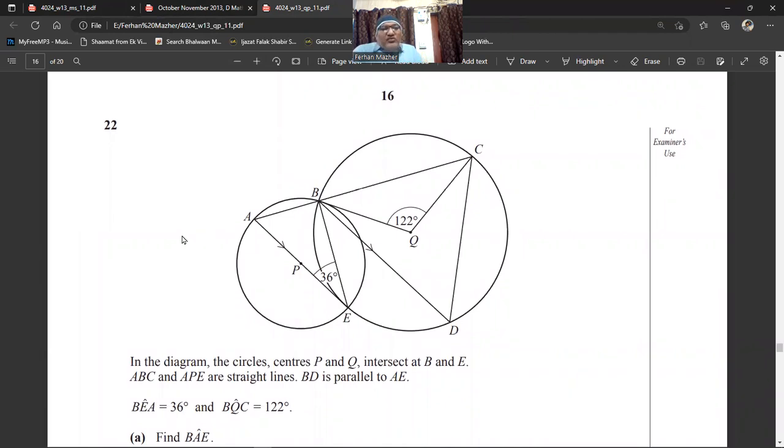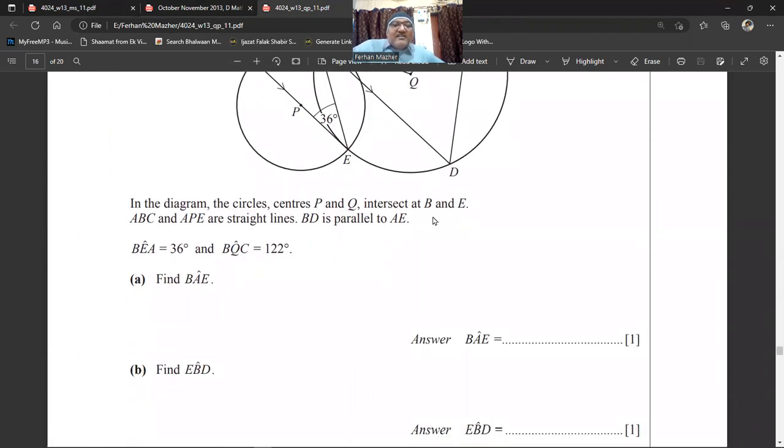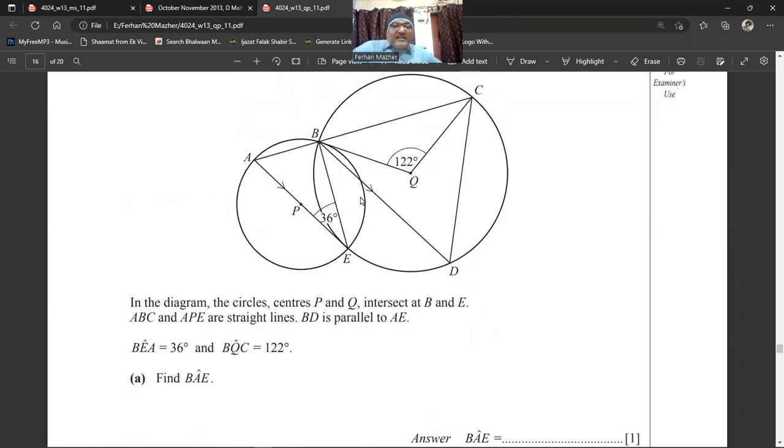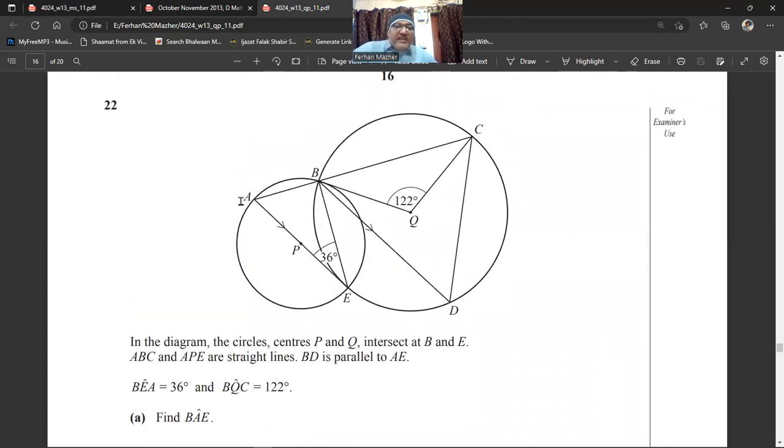Question number 22. In the diagram, the circles with centers P and Q intersect at B and E. P is the center of this smaller circle, Q is the center of this larger circle. ABC is a straight line, and APE is also straight. This is the diameter, this is the radius. They want me to find the BAE.